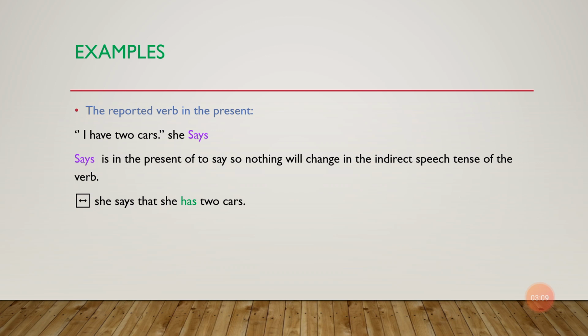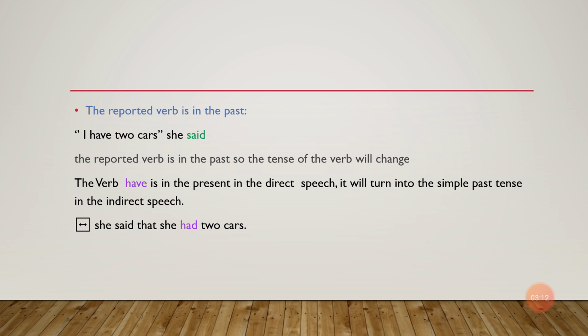Okay? Has two cars. Now, the reported verb is in the past. What does it mean? I have two cars, she said. Now, the reported verb is in the past. She said, I have two cars. The reported verb is in the past, so the tense of the verb will change.